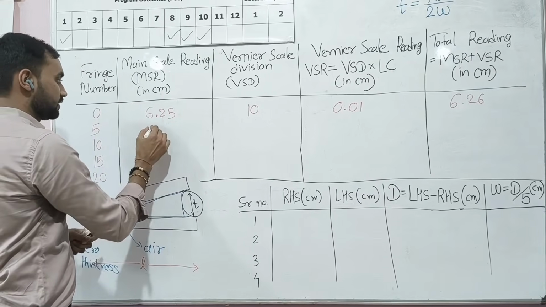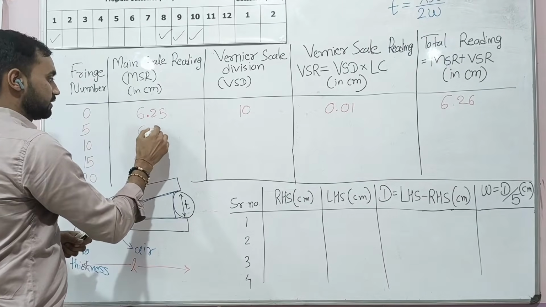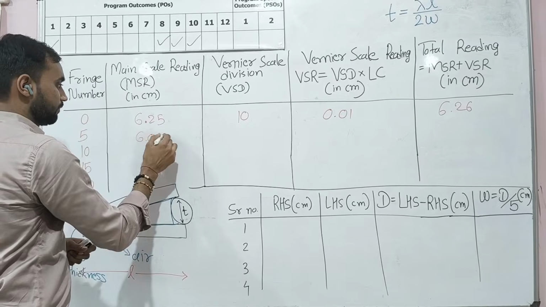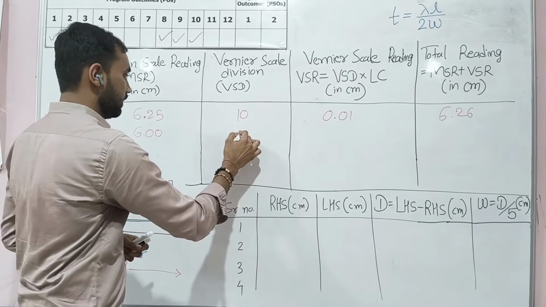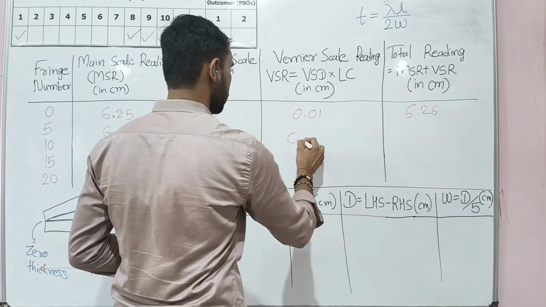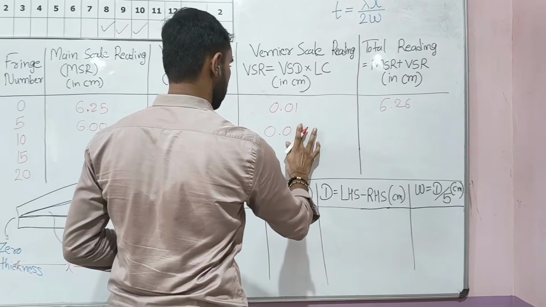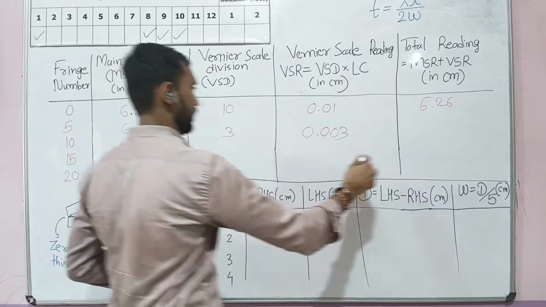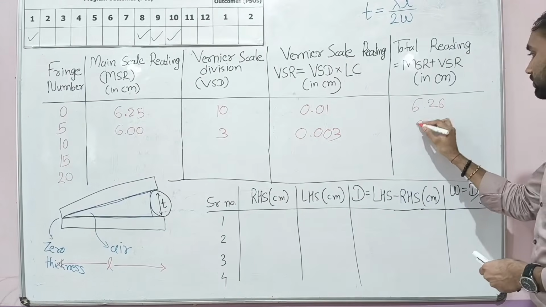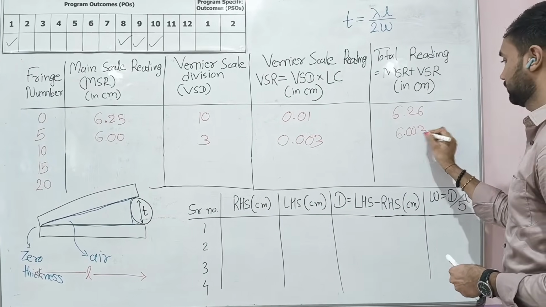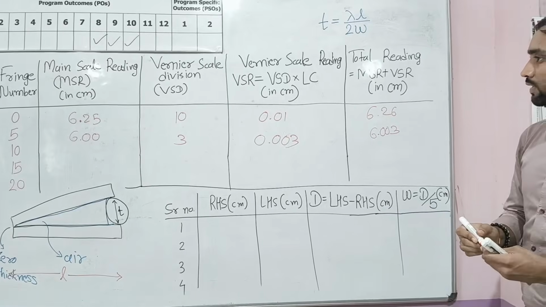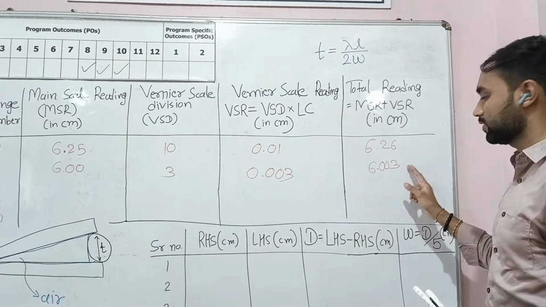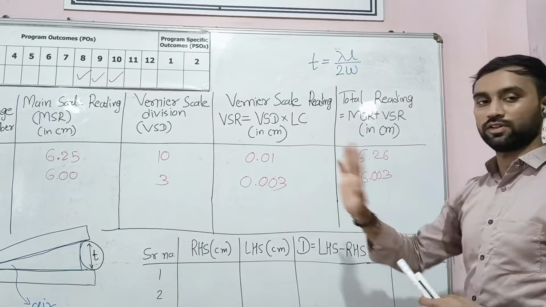In the same process, find the position of this fringe. Let's say 0.0. Multiplication, you get 0.0. 3 and the answer would be 6.003. So this is the final position or total reading for the 5th fringe.